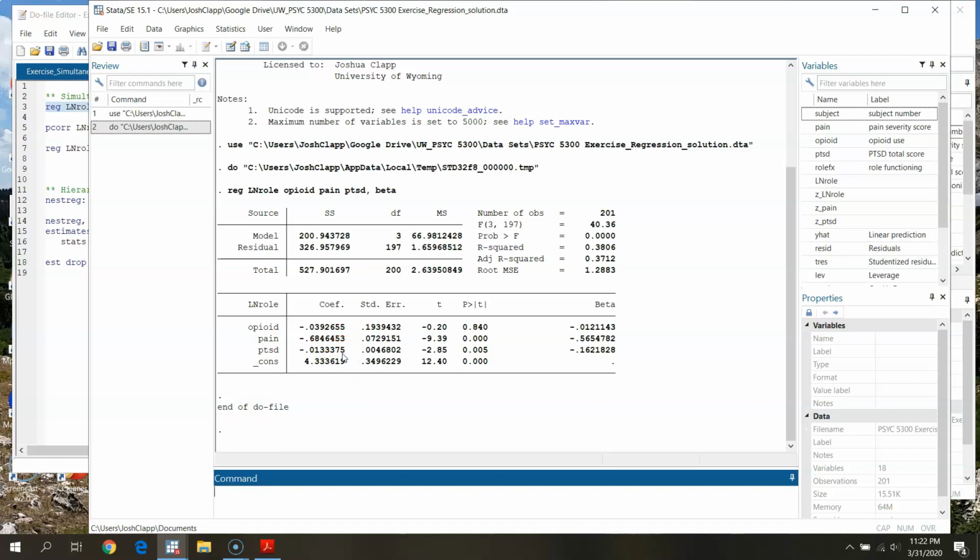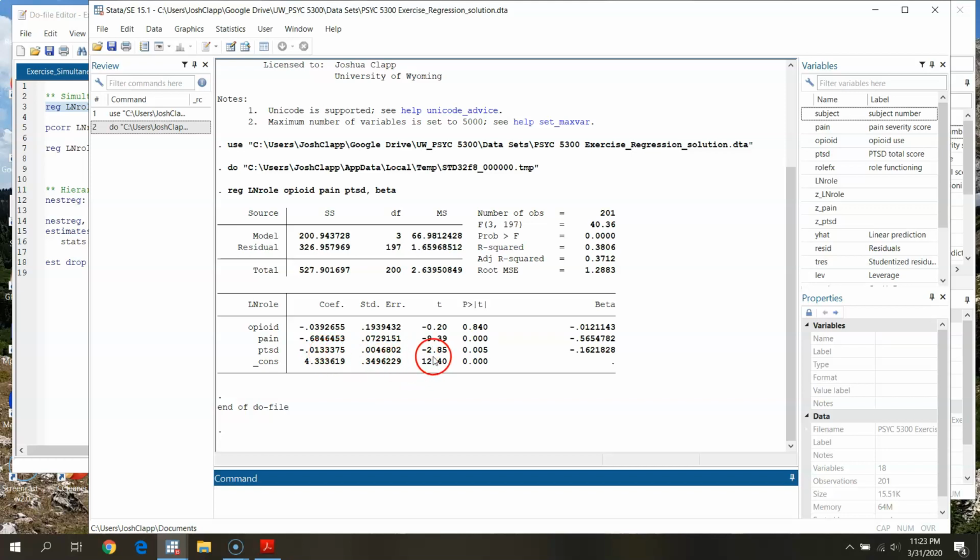Okay. So again, if we were just looking at role functioning in our raw metric, we would interpret this as a 1 unit increase in our PTSD score corresponding to about a 1/100th of a unit decrease in role functioning, which wouldn't seem like a huge deal. But remember, because we're working with a natural log transform, we're going to interpret this as, for every 1 unit increase in PTSD, we see a corresponding 1.3% decrease in role functioning.